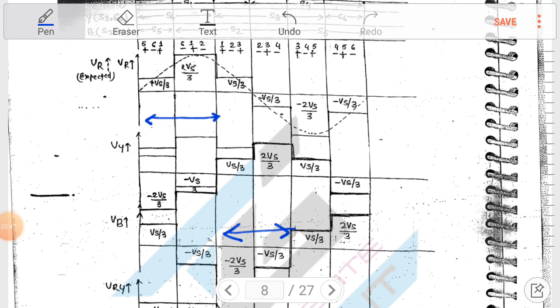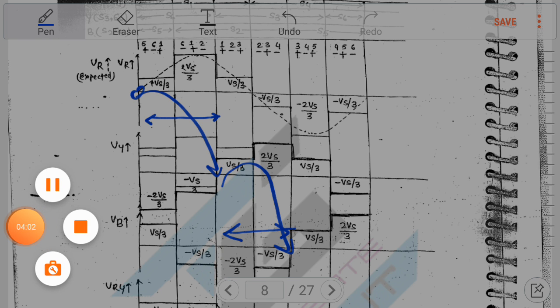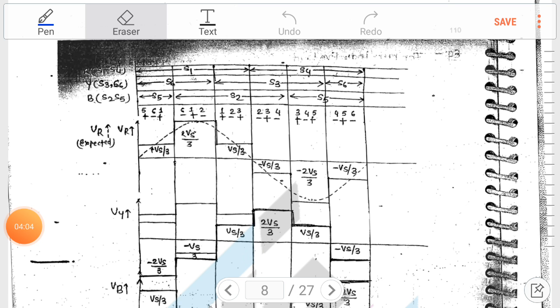See here, the zero crossing of VR is at 0 degree, zero crossing of Vy at 120 degree, and zero crossing of Vb at 240 degree. Now we have to analyze how we get the stepped waveform, like in mode 1 how we get plus Vs by 3 of voltage VR.